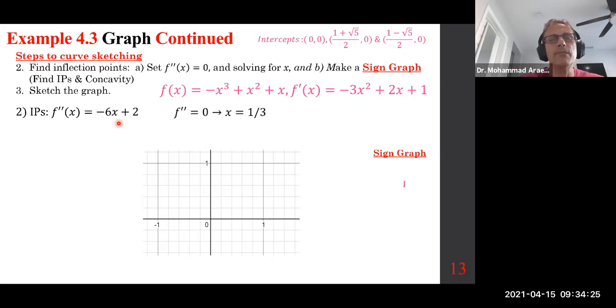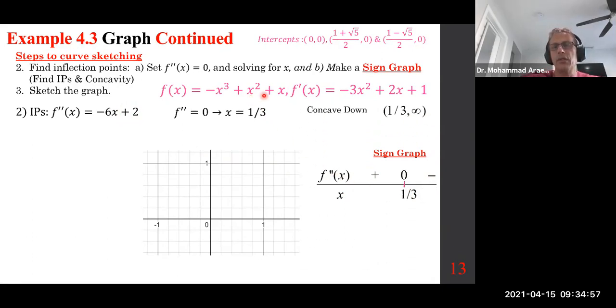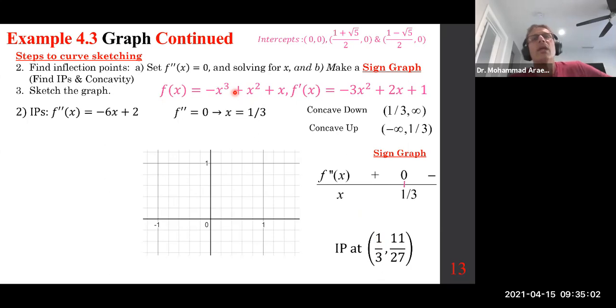We are going to do the sign graph. An easy point to the left of 1/3 would be 0. If you plug in 0, clearly gives you positive 2. So positive, negative. That means it's concave up here, negative infinity to 1/3. Concave down here, negative, that's what it means, from 1/3 to infinity. So at x equals 1/3, we have the IP or inflection point. Put it back into the original function. So concave up, concave down, inflection point. If you plug in 1/3 into the original function, it gives you that point.